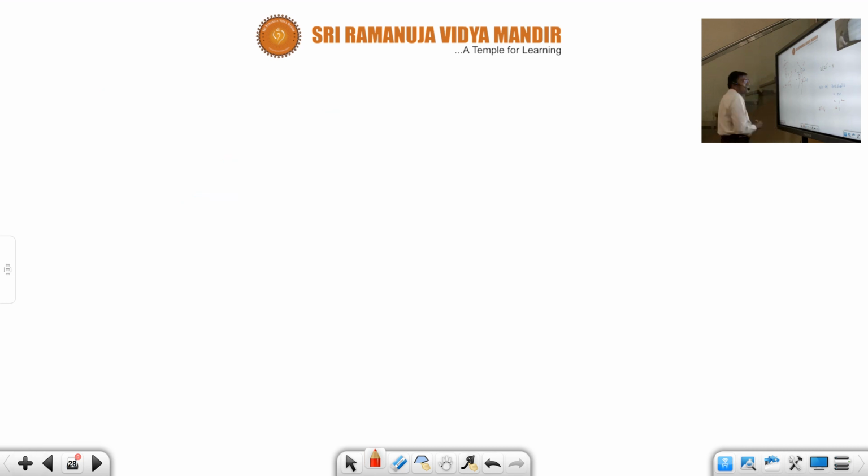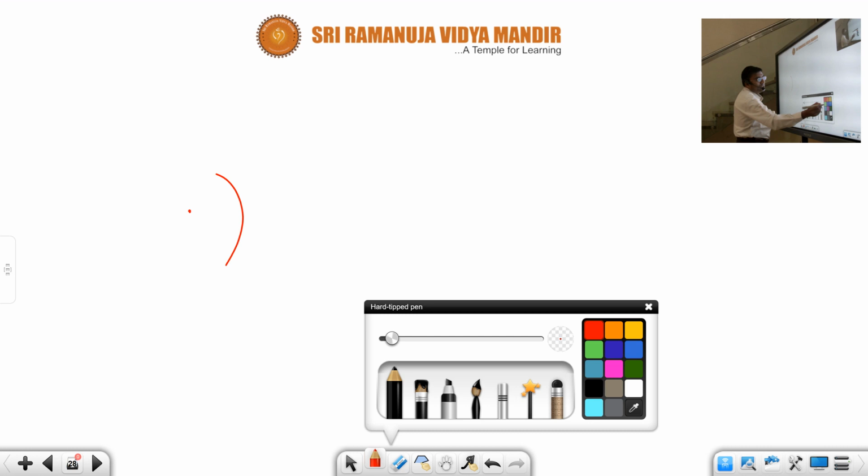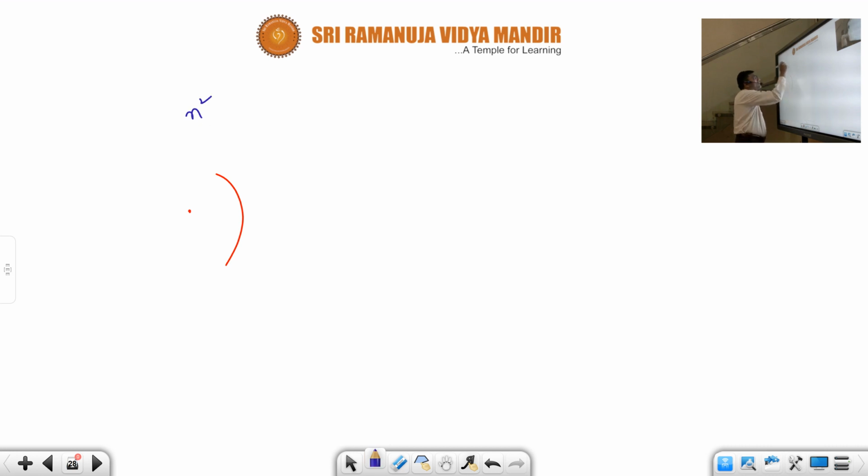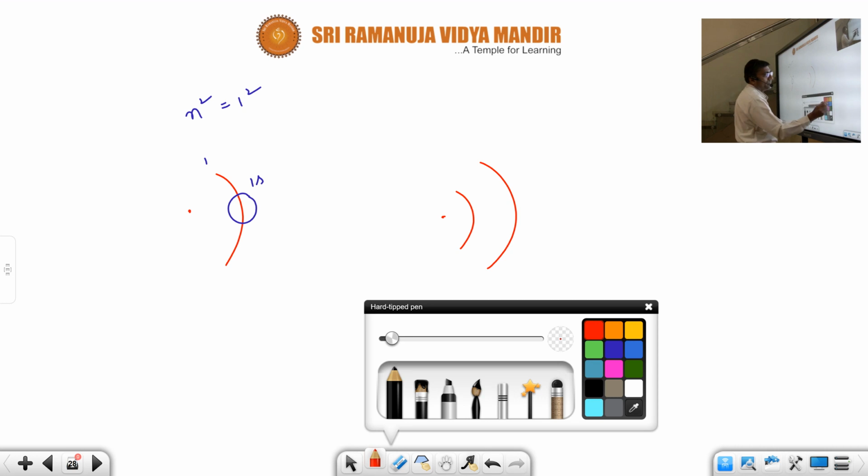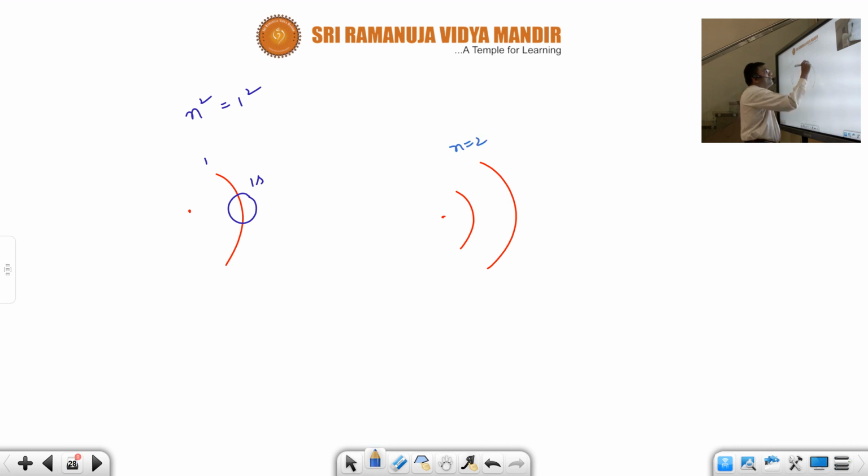Now I'll take you to the next slide. Very simple. Don't get confused. Now the first formula is n square. N square means number of orbitals. That is equal to 1 square in the first orbit, where n is equal to 1. So only 1s is present. Now let us take n is equal to 2. So n square is 2 square, that is 4. So here 2s, 2px, 2py and 2pz are present.